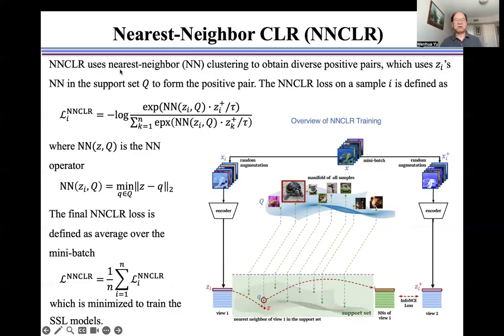NNCLR uses nearest neighbor clustering to obtain diverse positive pairs, which uses Zi's nearest neighbor in the support set Q to form the positive pair. The NNCLR loss on a sample i is defined as here and explained in this figure.